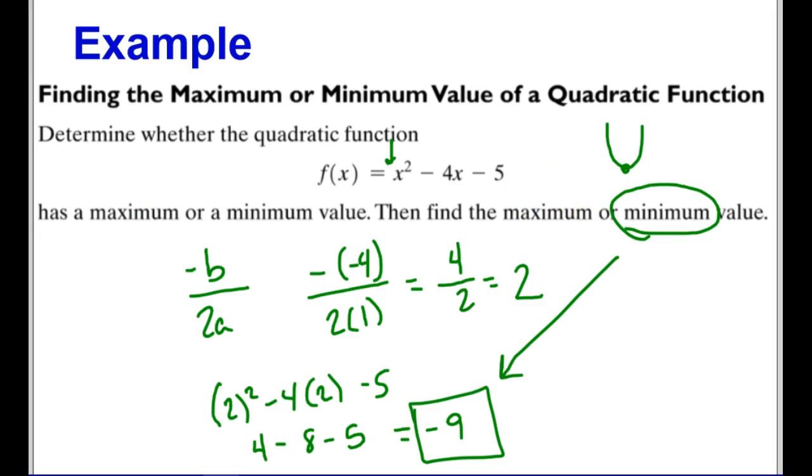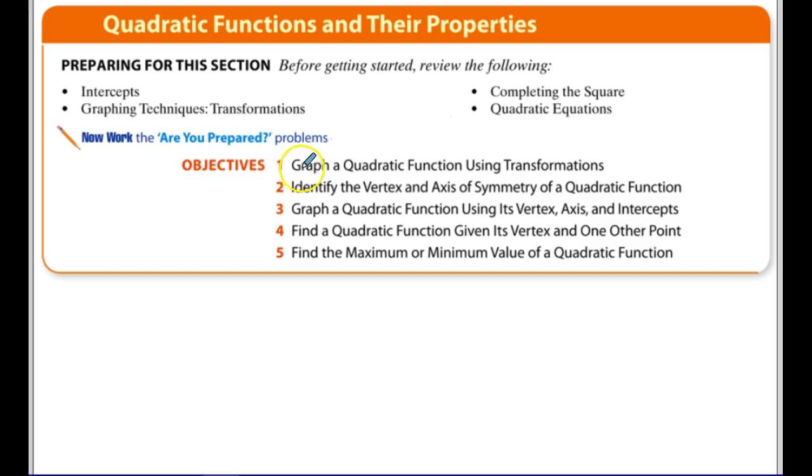So now let's look back at our learning targets, because we made it through all of them. So first we graphed a quadratic using transformations. We found the vertex and axis of symmetry. Then we graphed a quadratic using that vertex and axis of symmetry. We were able to write a function when I had the vertex and one other point. And then we looked at the maximum or minimum of these values. Okay, so now that we've gone through all of these targets, go ahead and work on your homework for this section.